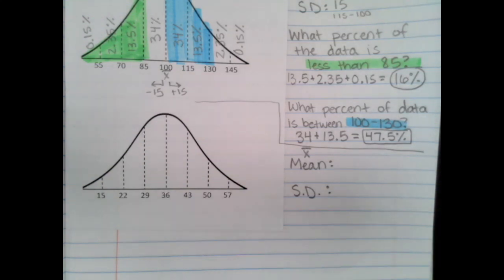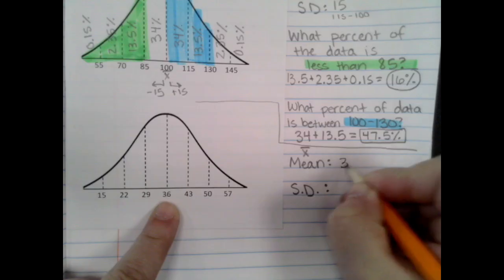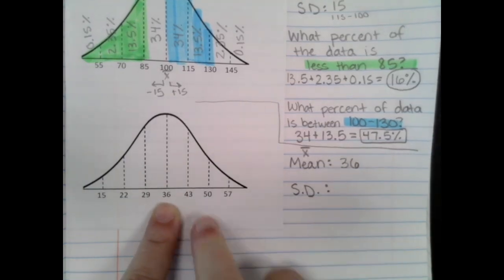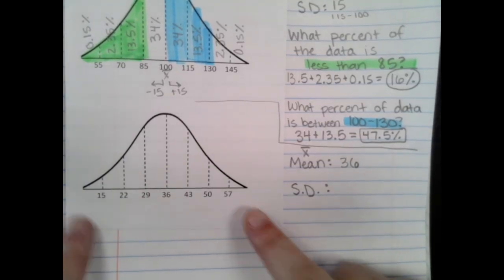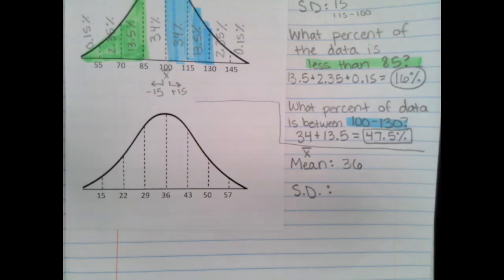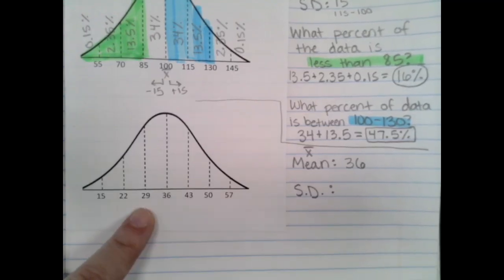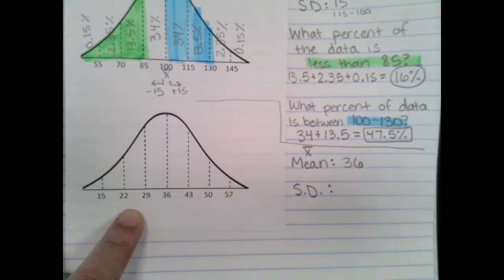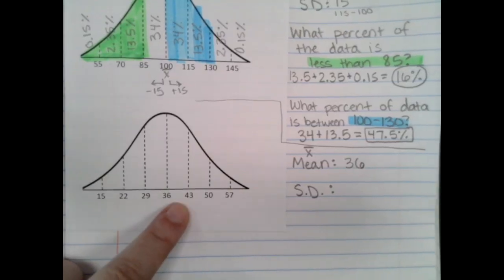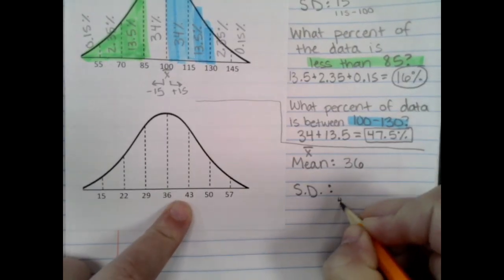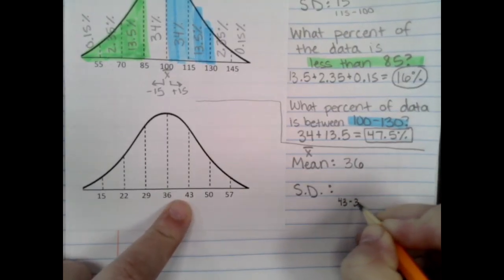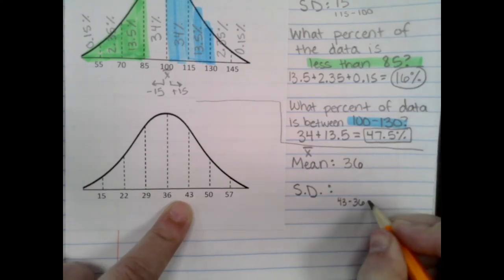The middle. So what number is our middle number? 36. Okay, now for standard deviation, we're just figuring out what we're counting by. I like to try and find the easiest one to look at. Some people prefer to do subtraction. So we could do 43 minus 36, or 36 minus 29, or 29 minus 22. Any of those, as long as we subtract, would work. So I'm just going to write 43 minus 36. That's how we could find it.